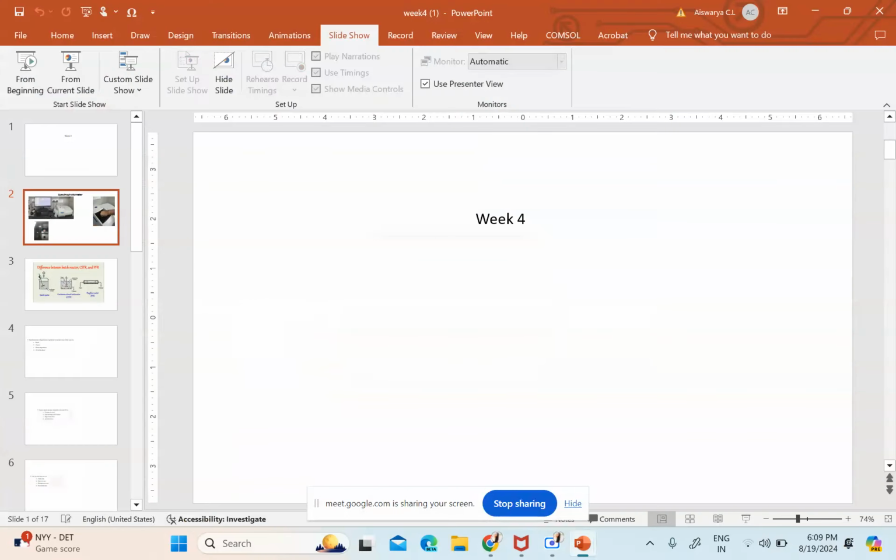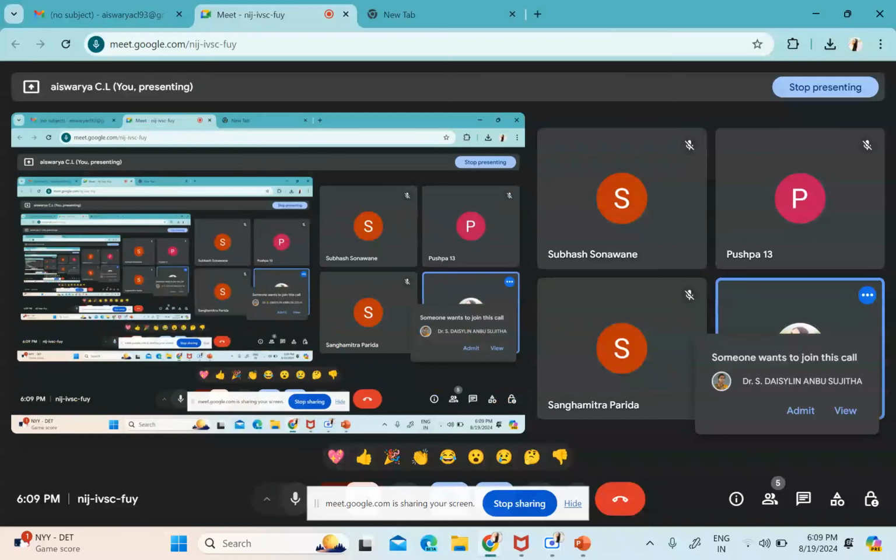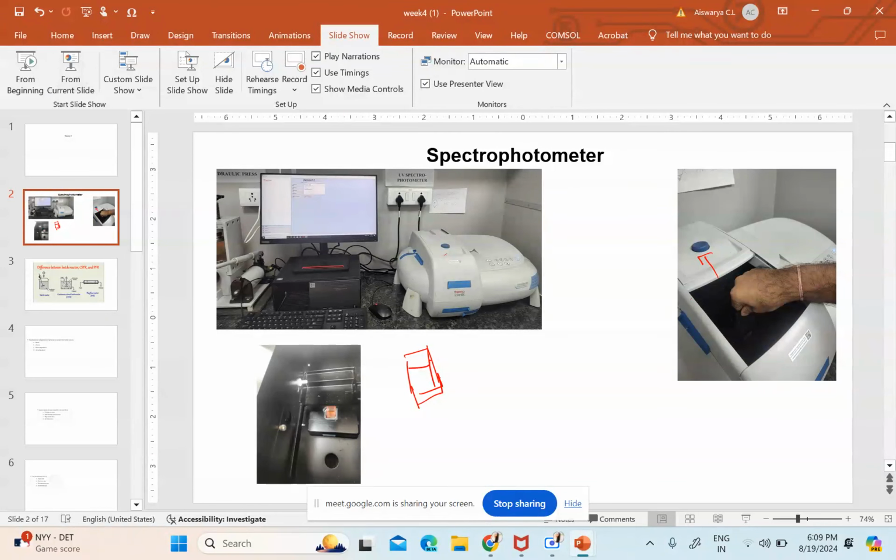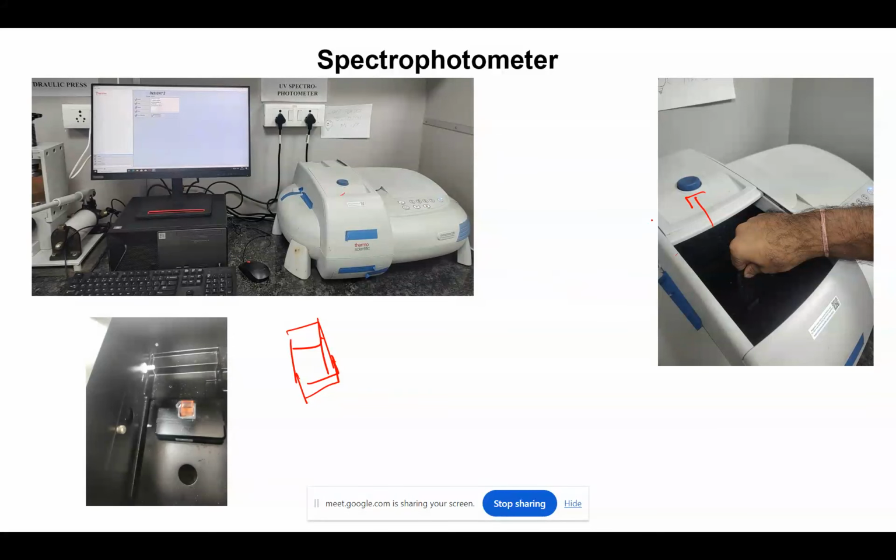Okay, I think people are joining now. So here you can see this chamber and the glass tube. In this tube we are filling the wastewater, and then keeping it inside and securing it with the cap.